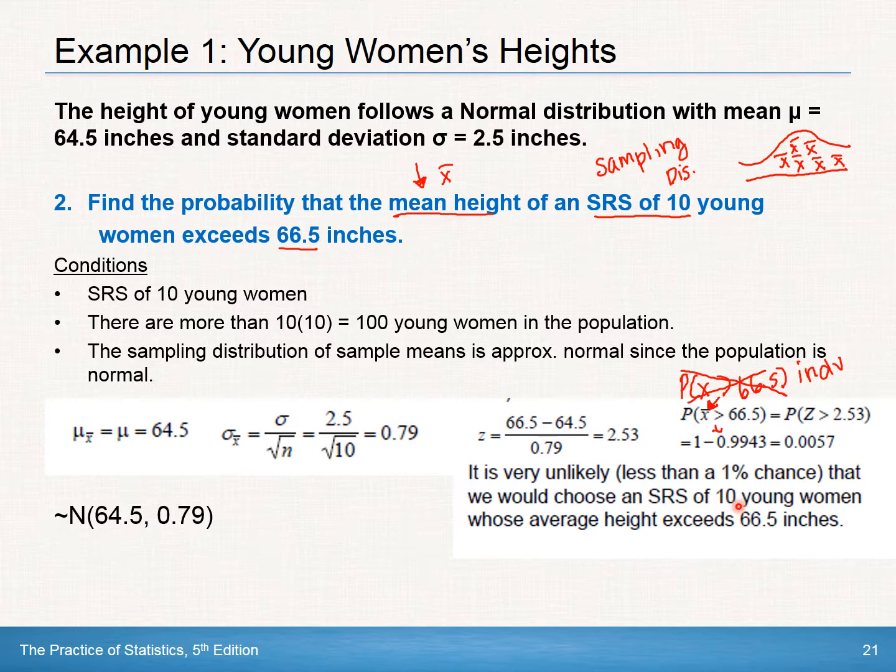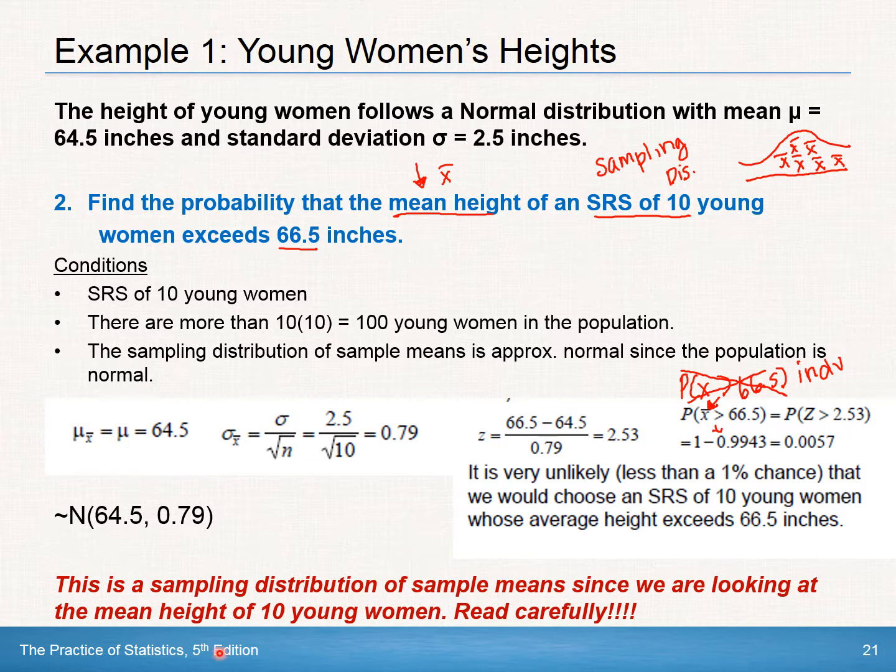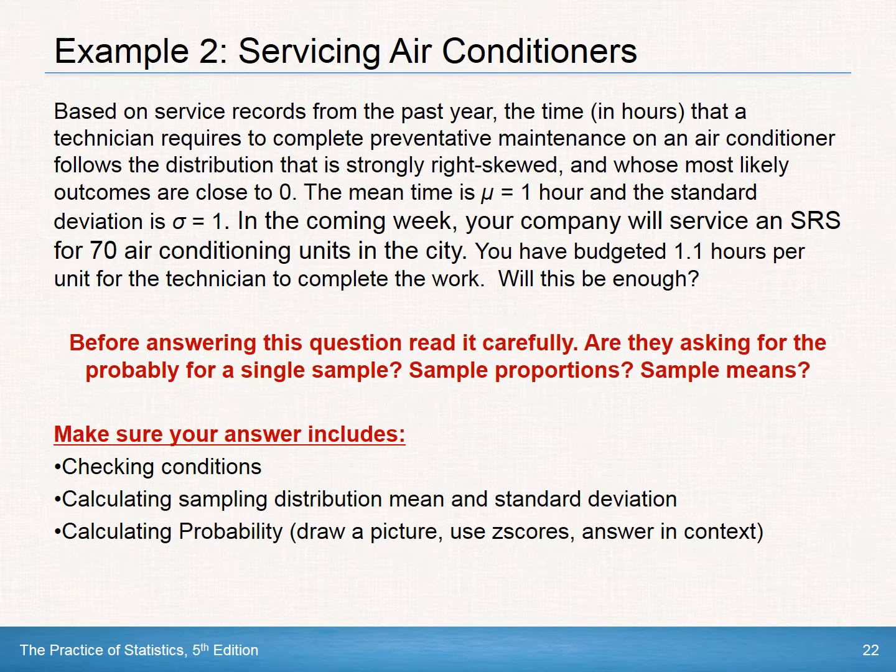All right, now take a look at our conclusion. It is very unlikely, so there's a less than 1% chance that we would choose a simple random sample of 10 young women whose average height exceeds 66.5. So keep in mind that that's a simple random sample of 10 young women. It's not an individual.